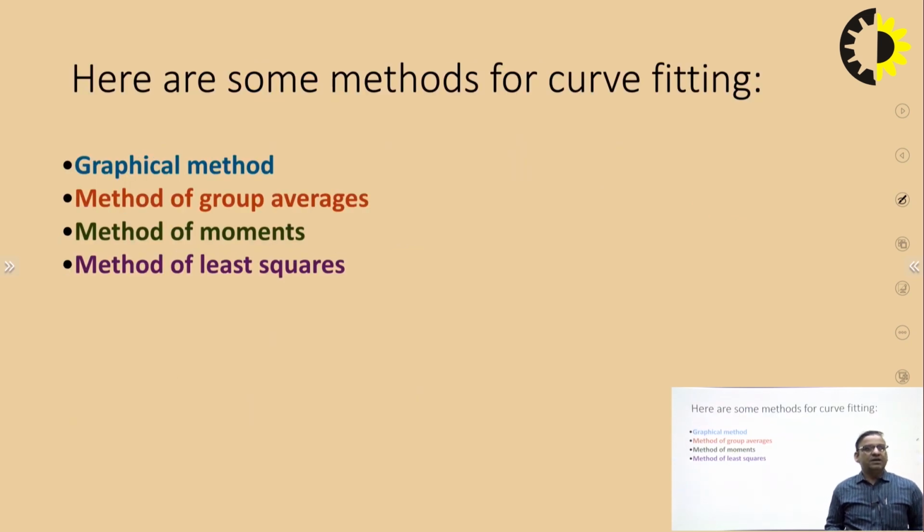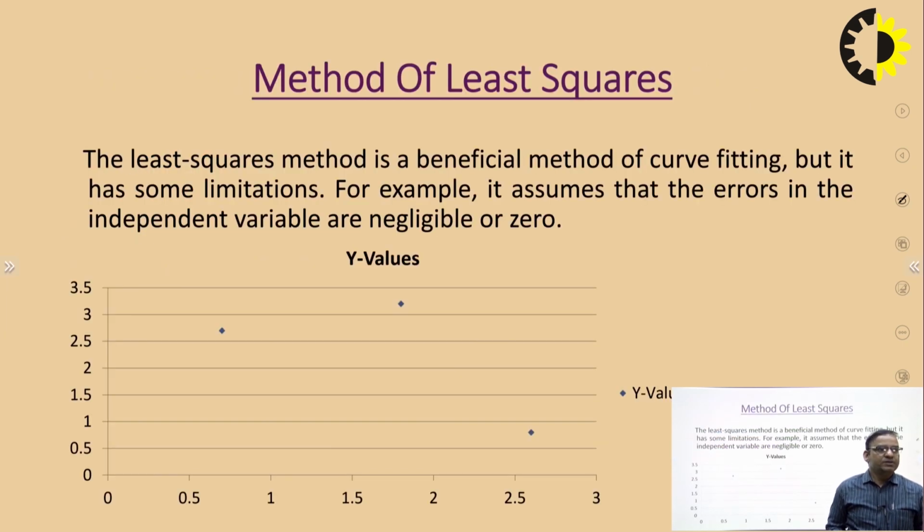Here are some methods for curve fitting: the graphical method, which we used in the previous classes, the method of group averages, like time series, the method of moments, which we use in statistical distributions, and the method of least squares. This is the method we are going to discuss today. So what is the method of least squares? The least square method is a beneficial method of curve fitting, but it has some limitations. For example, it assumes that the errors in the independent variables are negligible or zero.